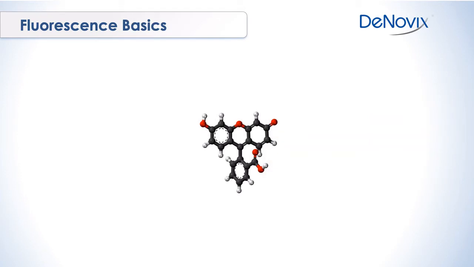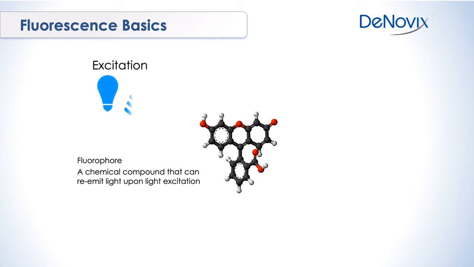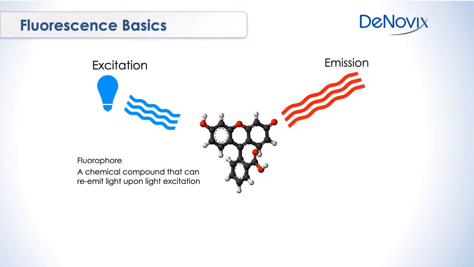So for the basics of fluorescence, this is a fluorescent molecule. This happens to be fluorescein. And a fluorophore is essentially a chemical compound that once it's excited by light, it re-emits light. So to take a look at how this works, we have an excitation source, which could be an LED or a lamp of some sort, and that light hits our fluorophore, and we then have emitted light, and that emitted light is always of a longer wavelength, a lower energy, lower frequency light than that which excited it.